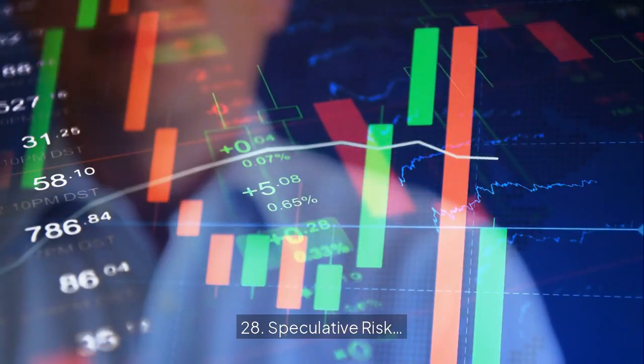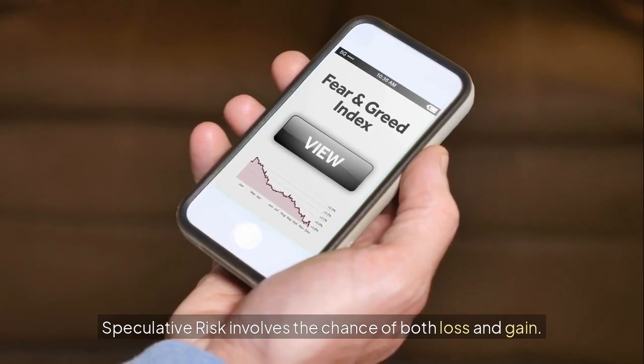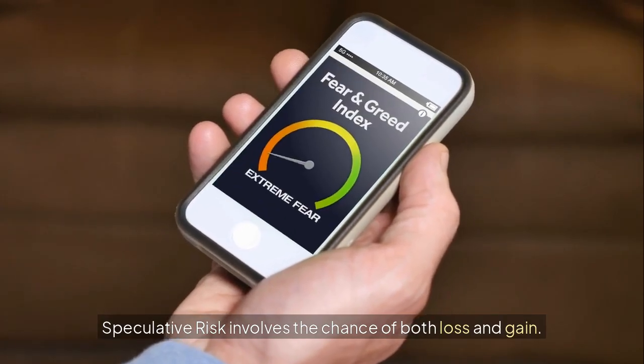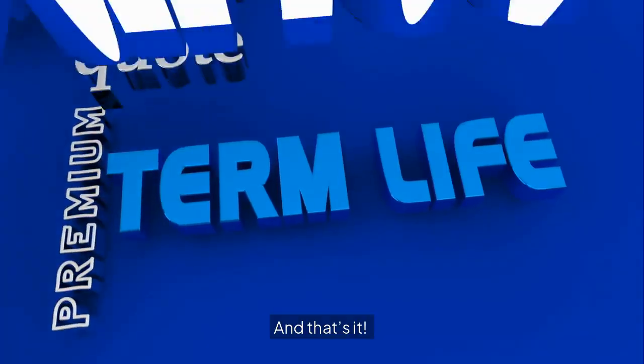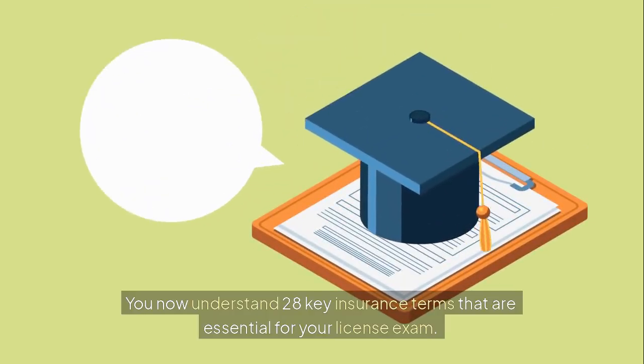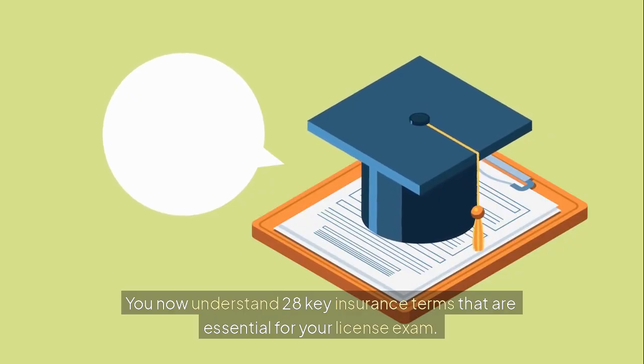28. Speculative risk. Speculative risk involves the chance of both loss and gain. Example, investing in the stock market or gambling. And that's it. You now understand 28 key insurance terms that are essential for your license exam.